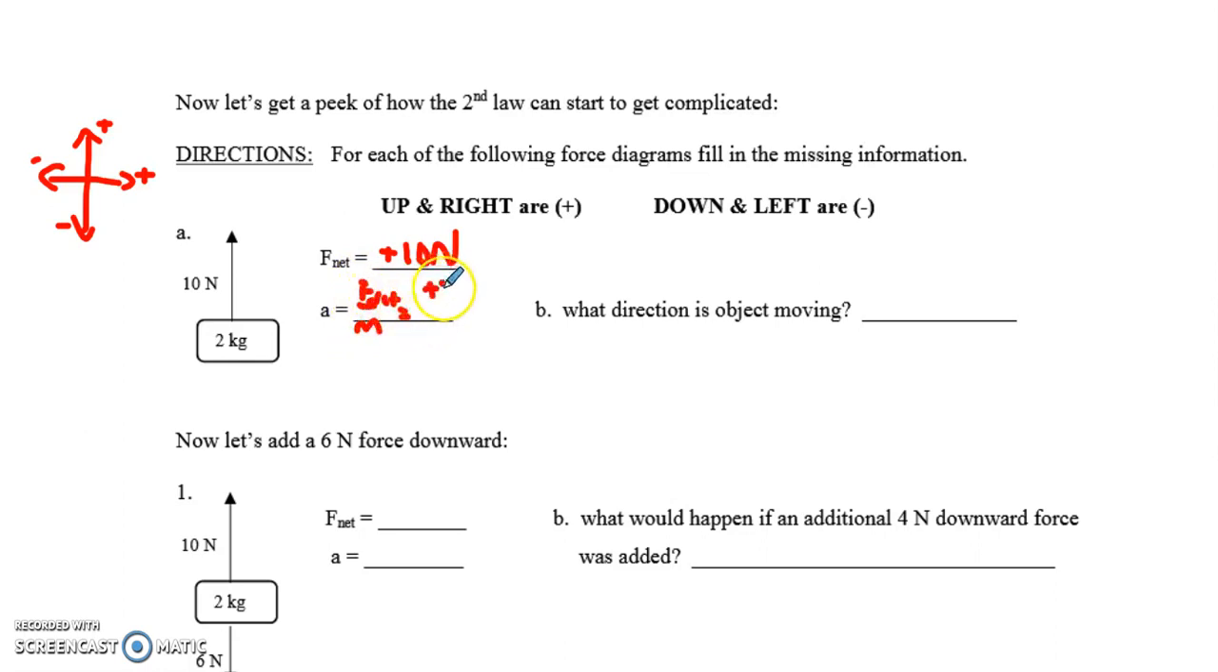So that is plus 10 divided by 2, or 5 meters per second squared. And that's positive, right? This doesn't have a sign. Okay, so that means that the object is accelerating up. I'm going to cross out moving and make sure that we're talking about accelerating. Now, if we assume that it was not moving in the first place, then it would be moving and accelerating up. But if it's moving down, we don't know about the initial conditions.